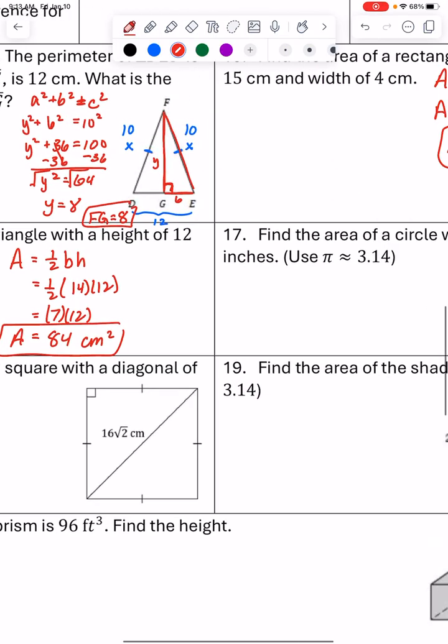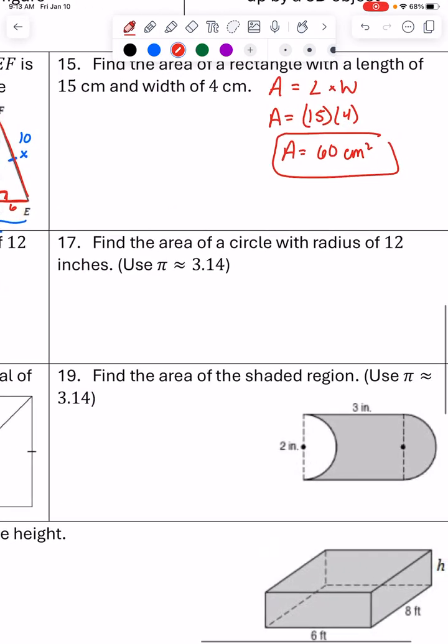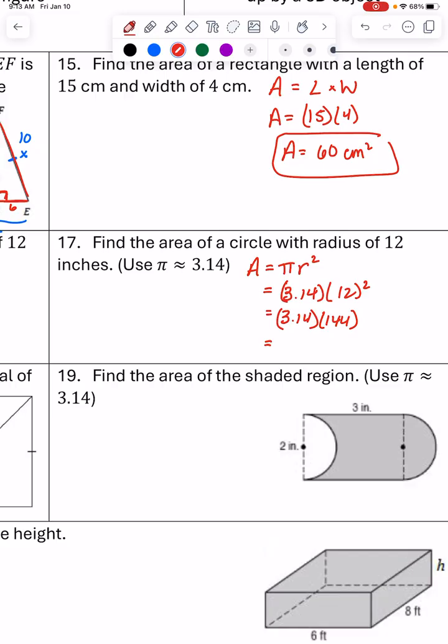Right? Area of a circle with radius 12, use pi as about 3.14. So area of a circle is pi r squared. So we'd say 3.14 times 12 squared. 12 squared is 144. 3.14 times 144. Again, you'll have a calculator available for this. 452.16 square inches.